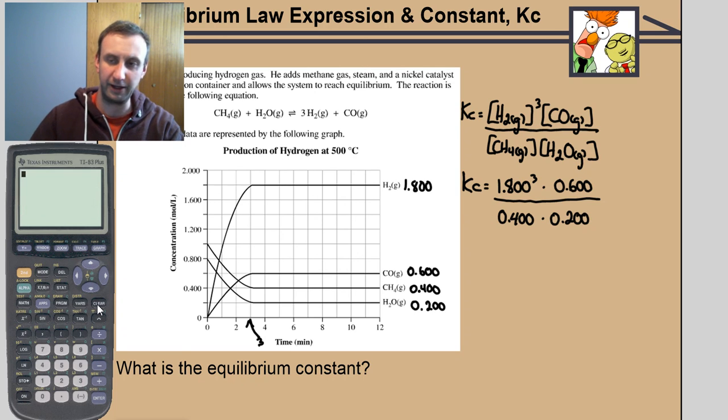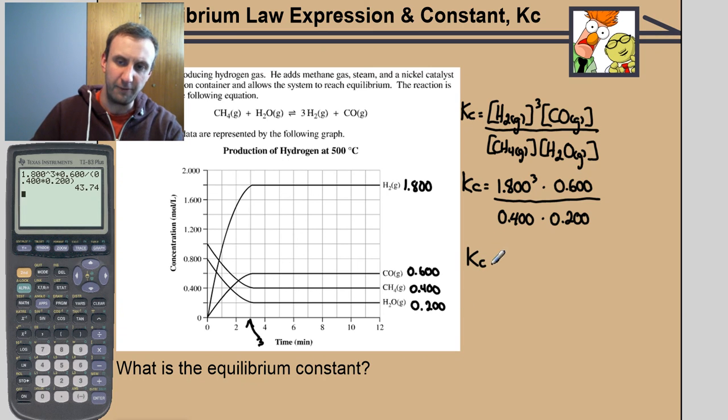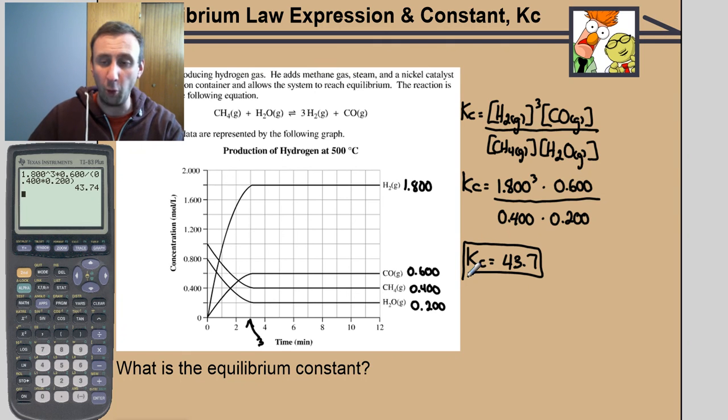So in my calculator, I am putting in 1.800. Not that I need to put in those zeros, but oh well, we'll do it just to keep it super honest and clear what's being entered. Divided by 0.400 and 0.200, and my brackets for the denominator. I end up with an answer, a Kc of 43.74. I got 3 sig digs here, so 43.7 is my equilibrium constant. This is product favored. It's over 1, so I got a product favored reaction here.